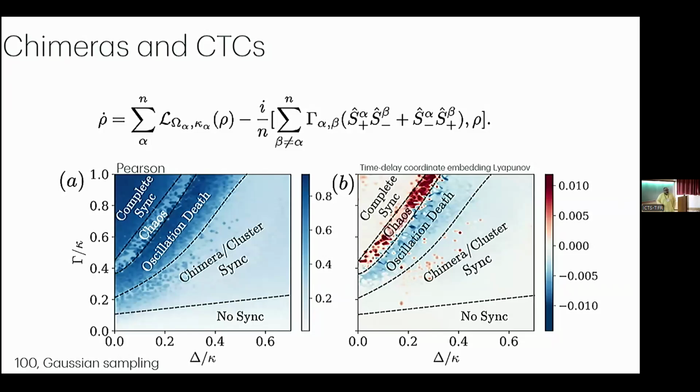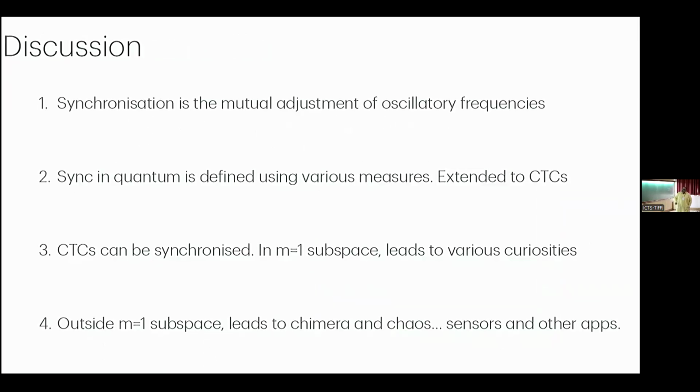And so this informs us in that way, in a very simple fashion. So I'm done. My bottom line is basically that CTCs can be synchronized. In the M equals 1 subspace, this leads to a variety of usual curiosities, which we have explored for about 10 years now in the literature.